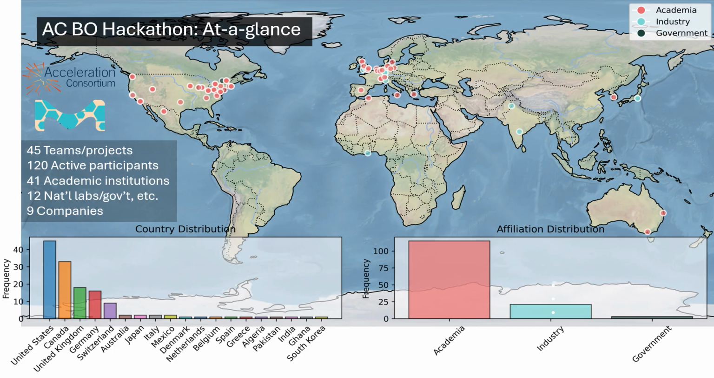Here is the ACBO hackathon at a glance. We had 44 teams participate with 120 active participants during the hackathon and somewhere around 60 different organizations that were represented across the globe. And so this was very much a global virtual event. And one of the cool things was we actually saw a lot of teams that had collaborations between Europe and North America, Asia, and so forth.